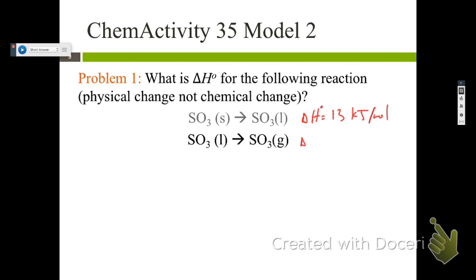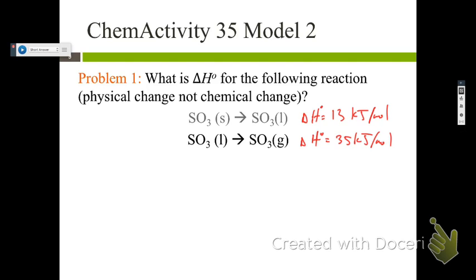What is it for liquid to gas? Does it take energy to take a liquid and make it into a gas? That requires an input of energy. It's a positive delta H. What requires more energy? Taking a solid to a liquid or a liquid to a gas? Liquid to a gas.